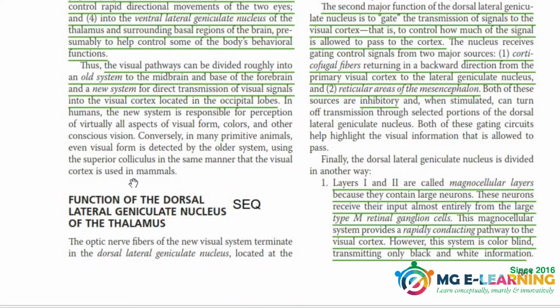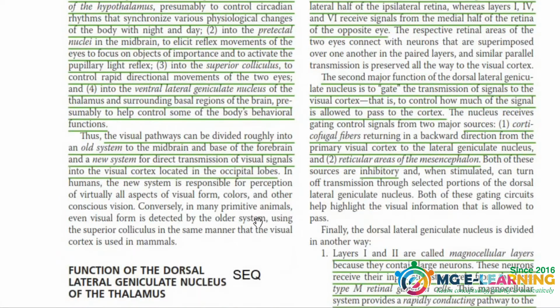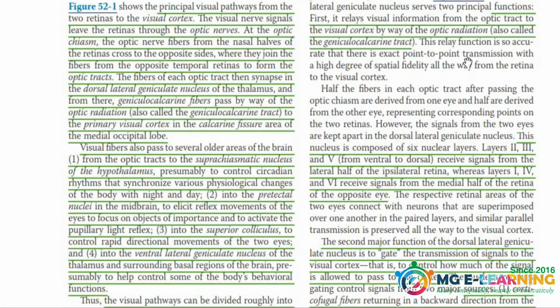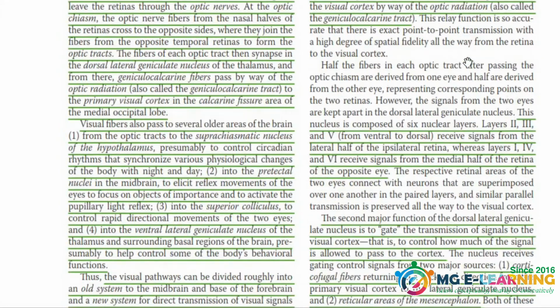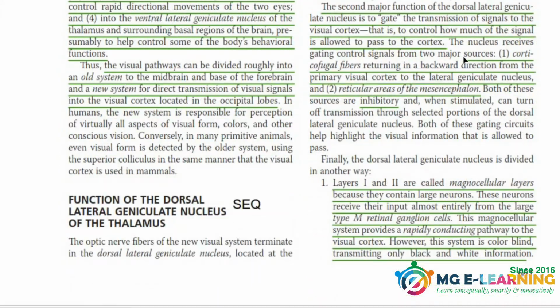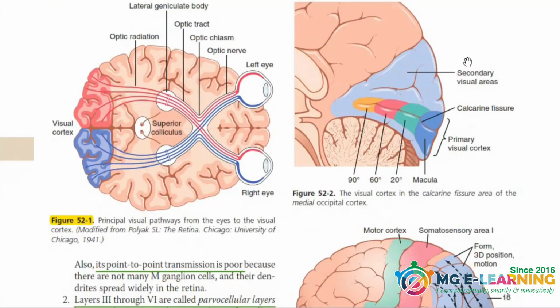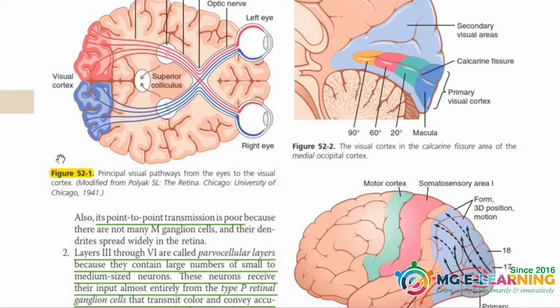Another UQ is the function of the dorsal lateral geniculate nucleus of the thalamus. This one is also important for SCQ. All these green lines are important for this SCQ. And on the next page, this diagram is important. You can draw and label this diagram for the visual pathway.